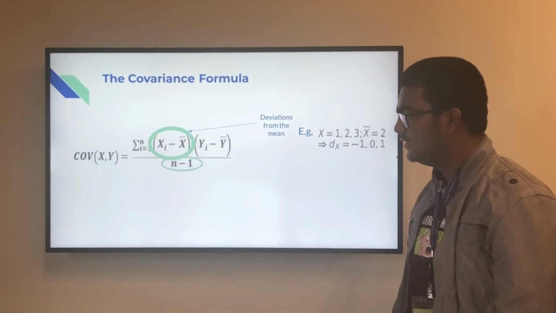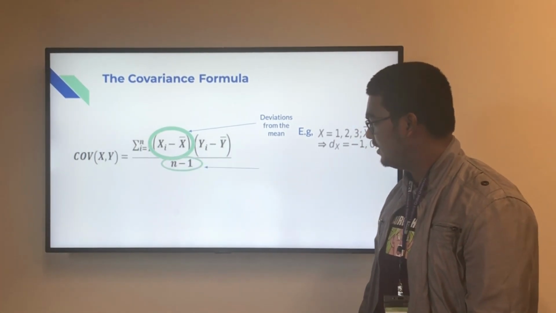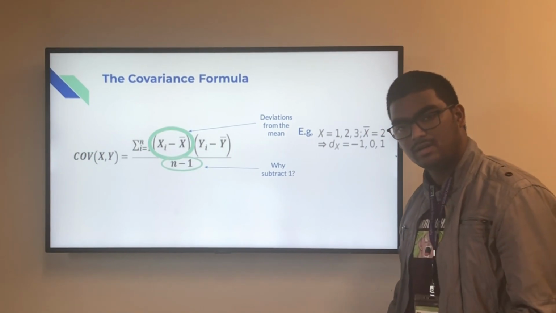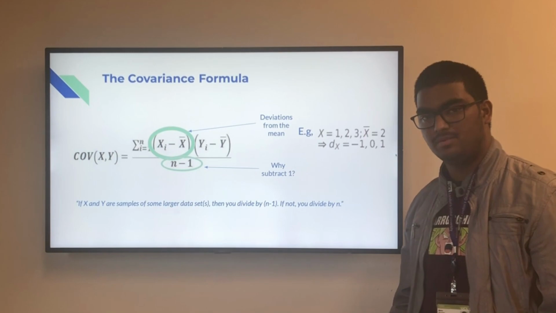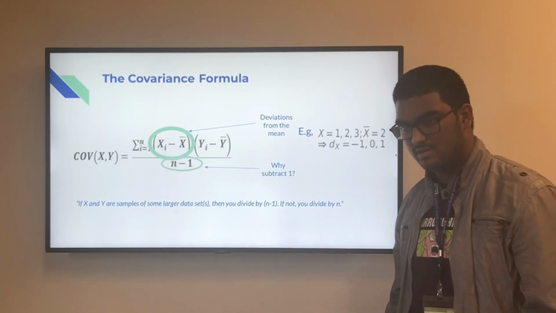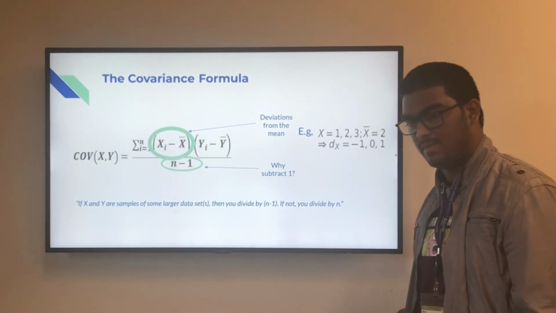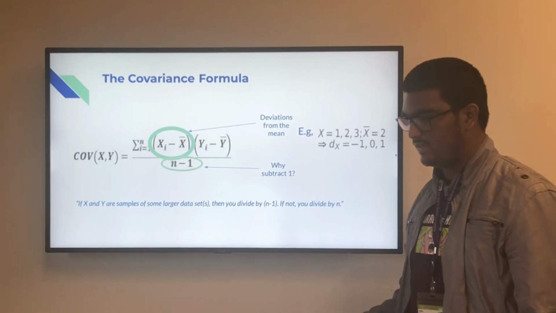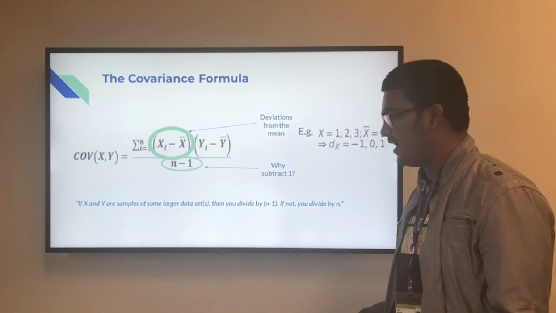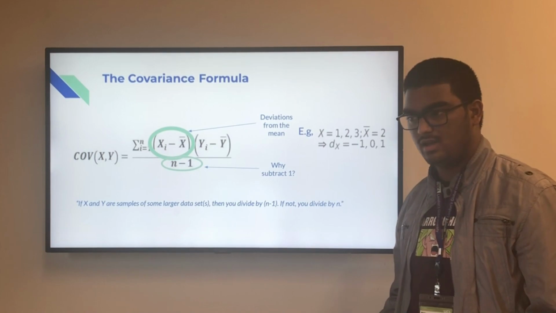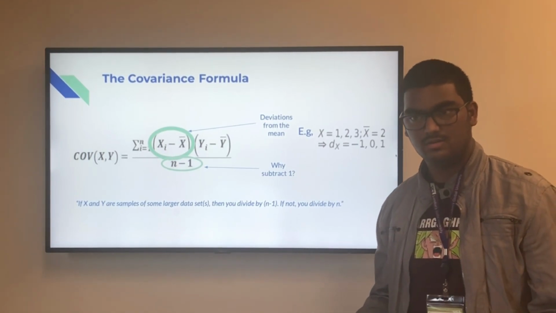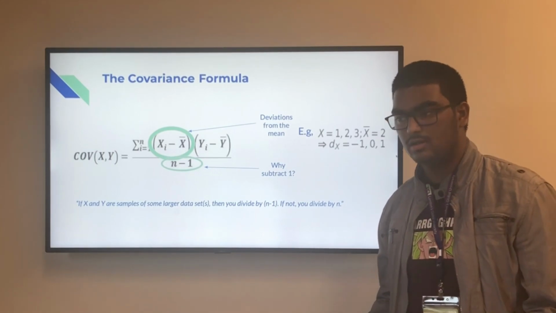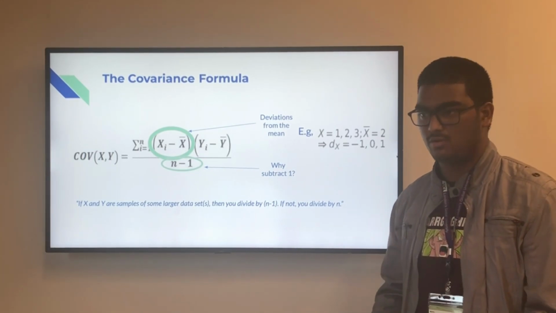For the denominator, we have n minus 1, and the question really here is, why are we subtracting 1? The reason is that if x and y are samples of a larger data set, then you divide by n minus 1. If not, then you can divide by n. Examples of why x or y would be a sample: if, for example, you have a field of flowers and you just take a section of the field to represent the whole field, or if you take a survey of people to represent the whole city.